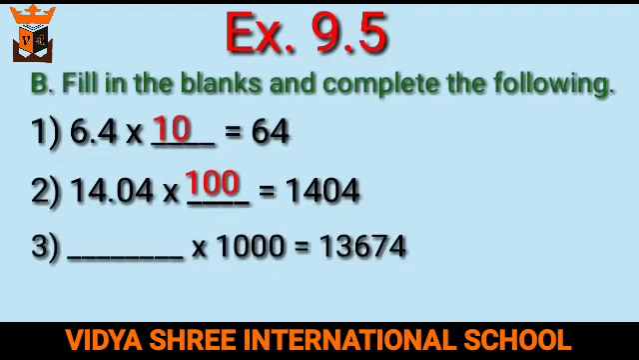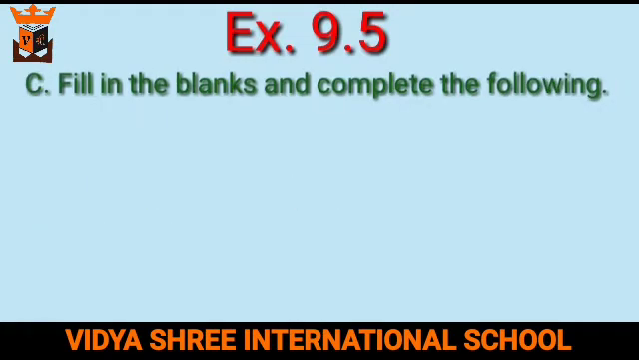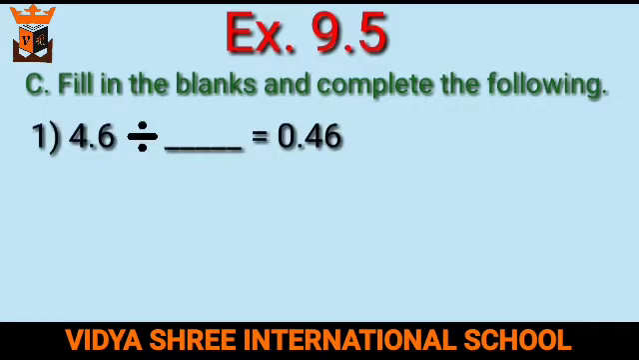Next is which number will be multiplied by 1000 so that we get 13,674. Here we are multiplying by 1000, so we had shifted the decimal point three places to the right. So the answer will be 13.674. C part is fill in the blanks and complete the following. First part is 4.6 divided by which number so that we get 0.46. Here the decimal point shifts one place to the left, so it means we are dividing by 10. So the answer is 10.